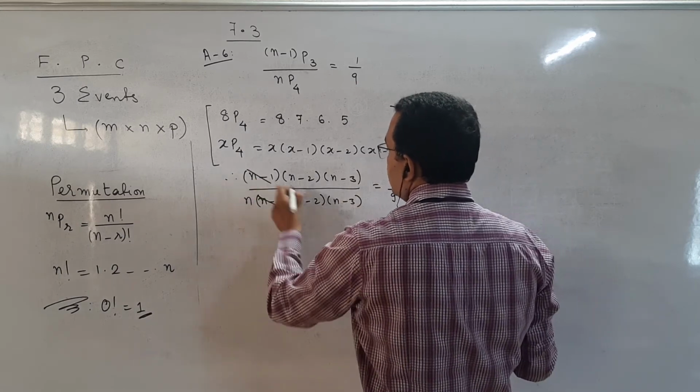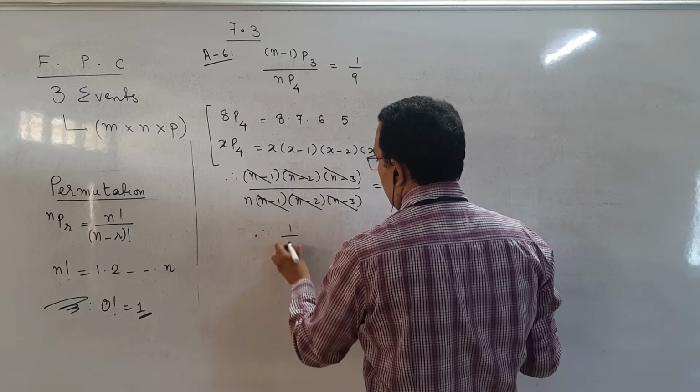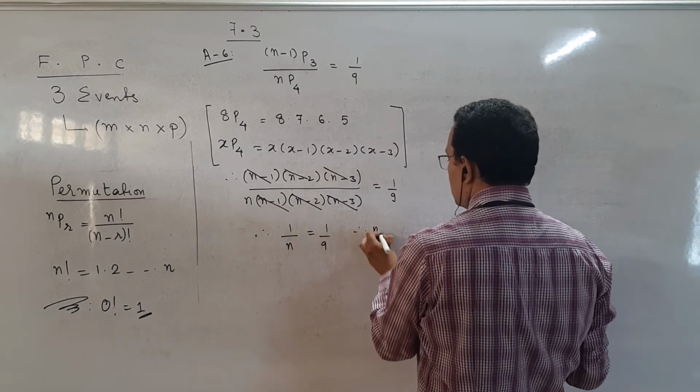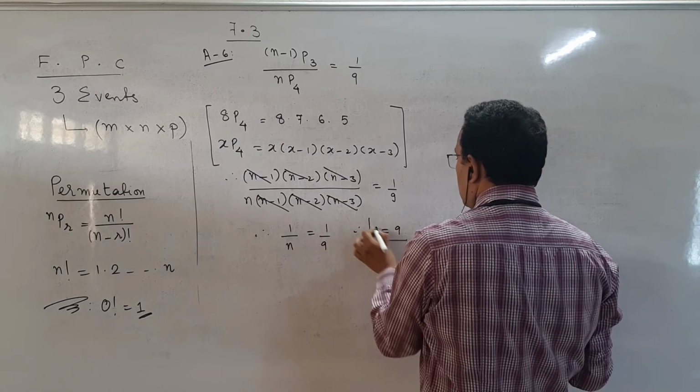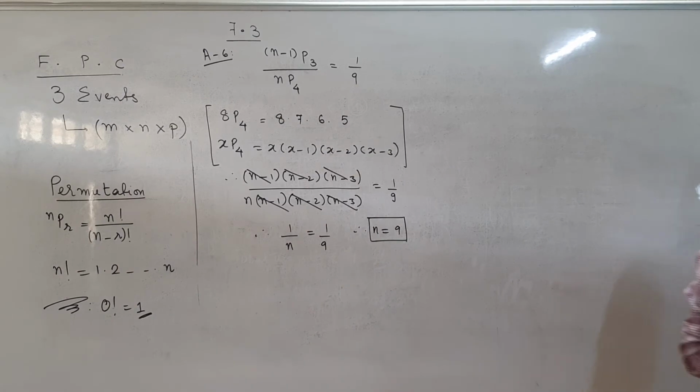n minus 1 gets cancelled, n minus 2 gets cancelled, n minus 3 gets cancelled. 1 upon n is equal to 1 upon 9. Therefore, students, n is equal to 9. This is going to be very simple.